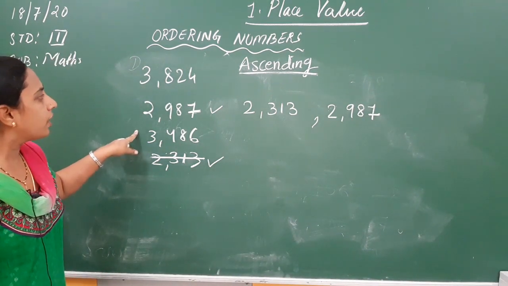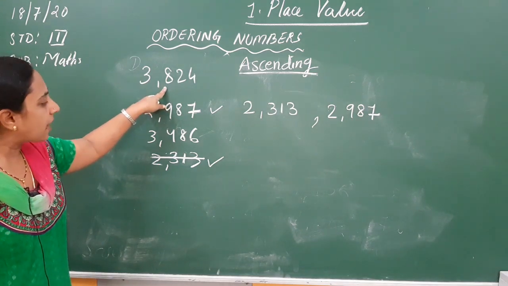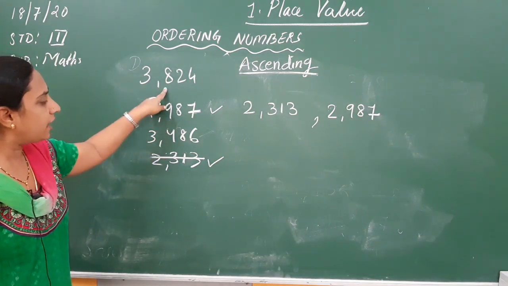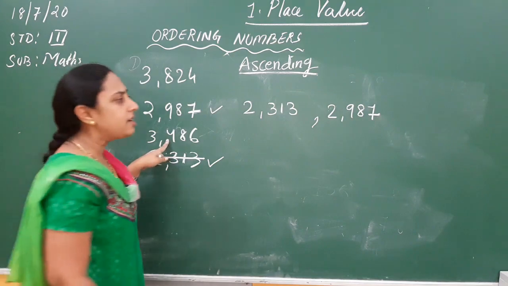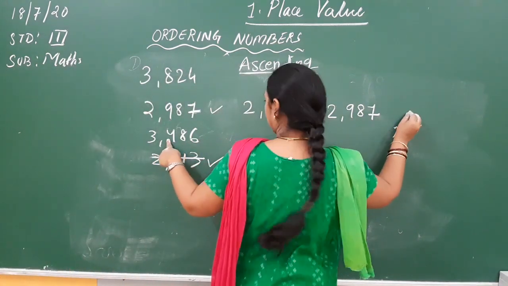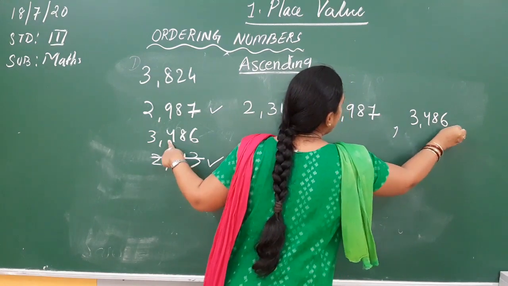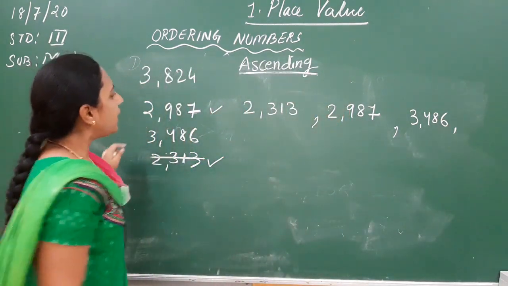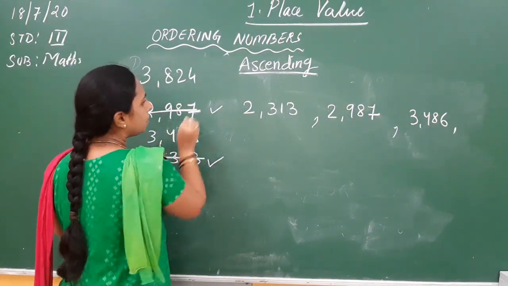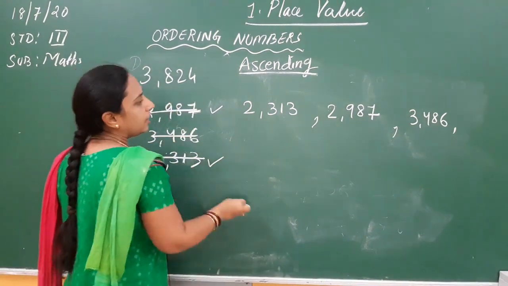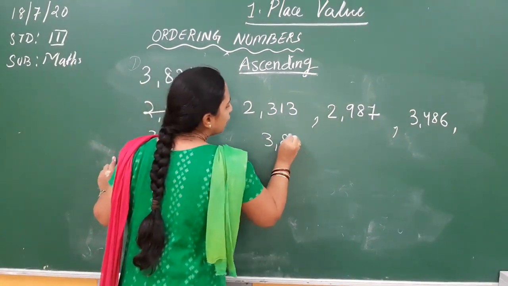Now we will go for hundreds place. Here it is 4, here 8. So 4 is less than 8. So that is 3, 4, 8, 6, right. Then 3, 8, 2, 4. So this also done, this also done, and then 3, 8, 2, 4.